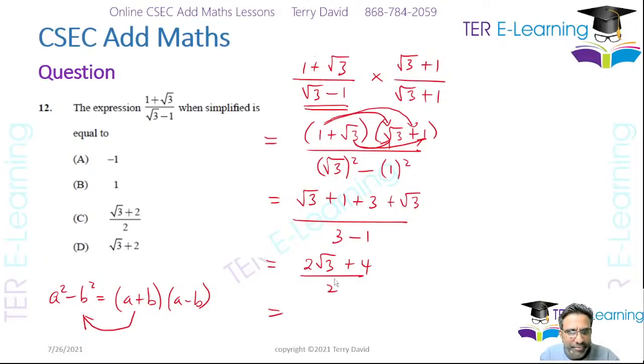And I can still simplify this. This 2 can go into this 1 time, and it can go into this 2 times. So therefore, this is going to be root 3 plus 2, which is D for number 12.